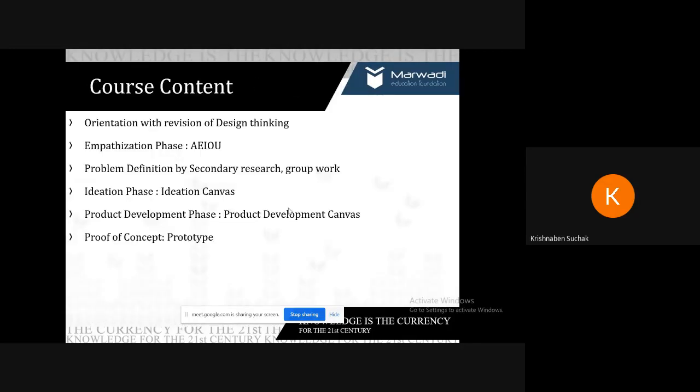Your course content is that you have to make different kinds of canvases, like AIOU, then empathy canvas and ideation canvas. There are different canvases, and you have to work on them. What a canvas is and how it will be done, we will discuss going forward.